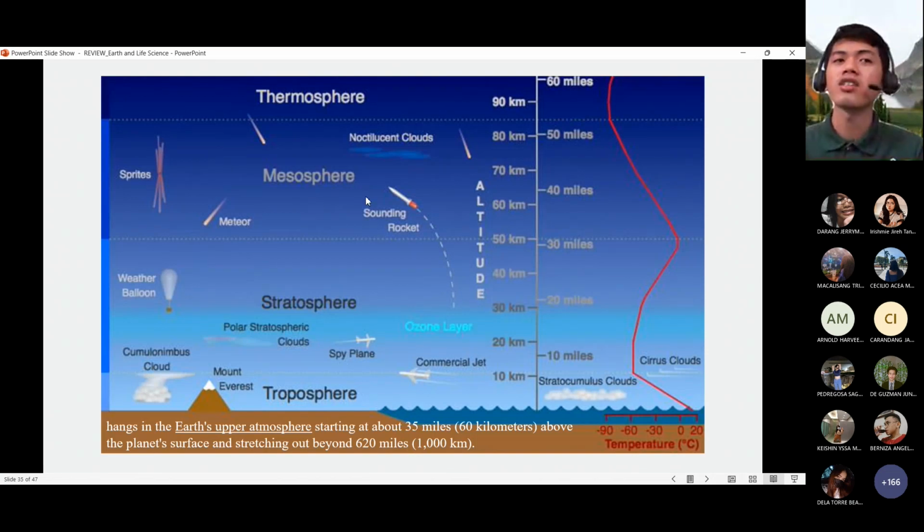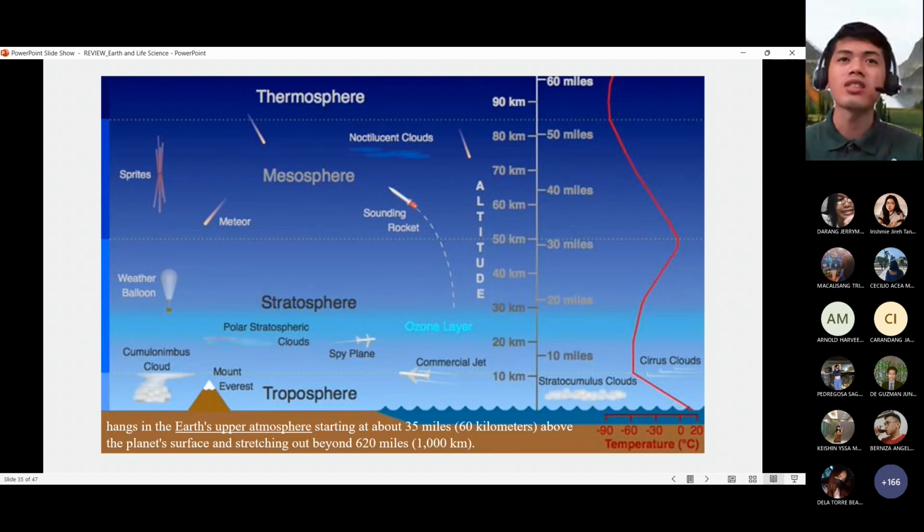Then our mesosphere, wherein the meteors are burned. The meteors burn there because the temperature in the mesosphere is very cold. We have the thermosphere, okay? It's hot there. If you're familiar with the aurora borealis, that's in our thermosphere. Then the exosphere, the outside layer.